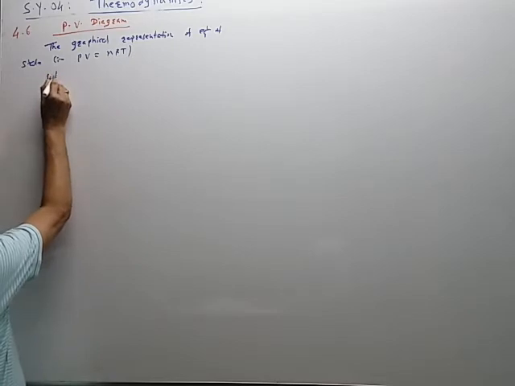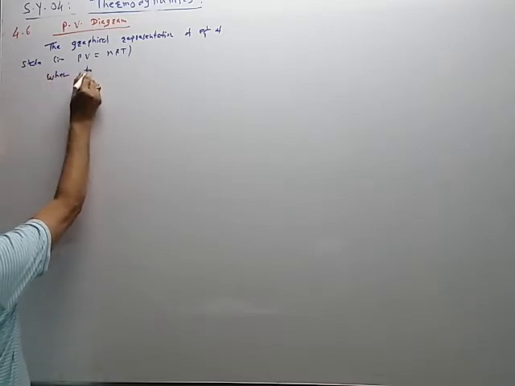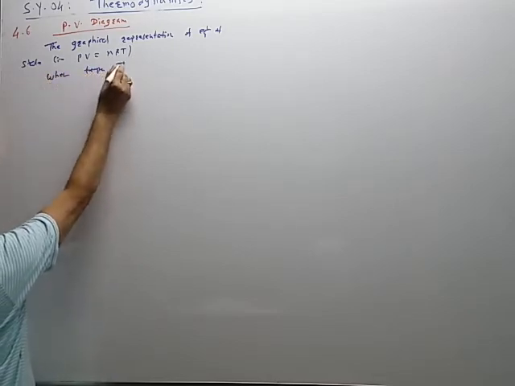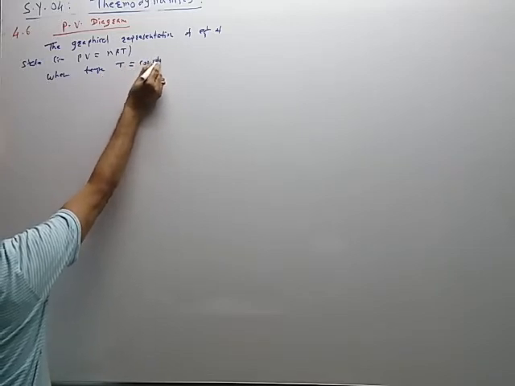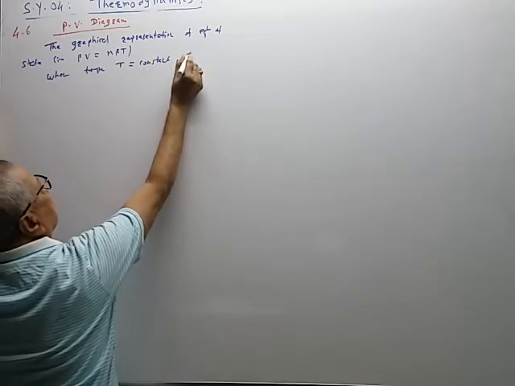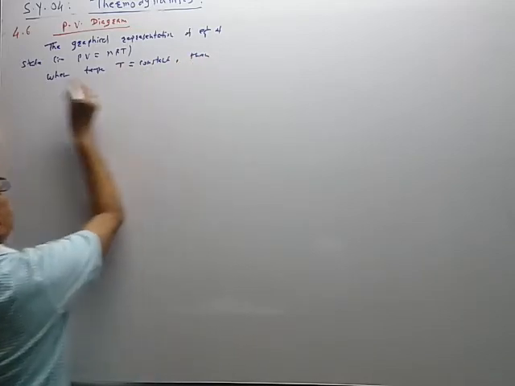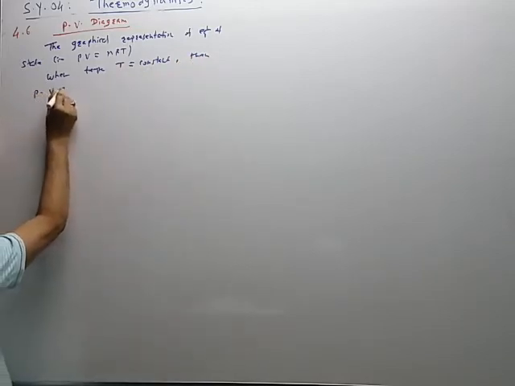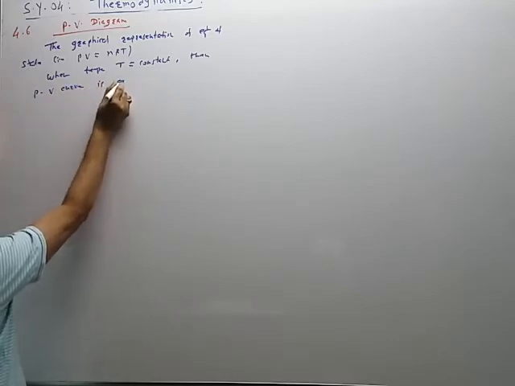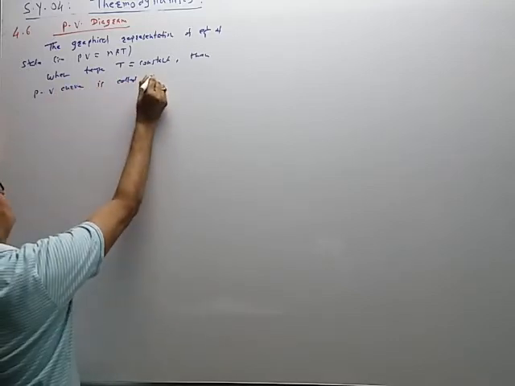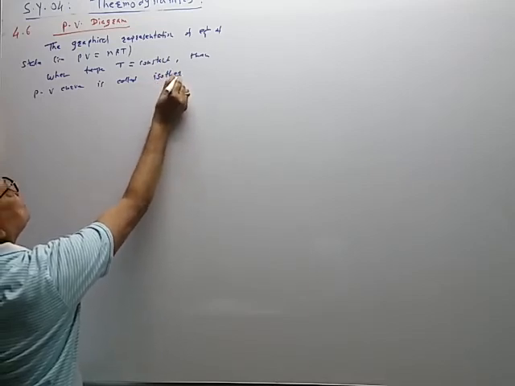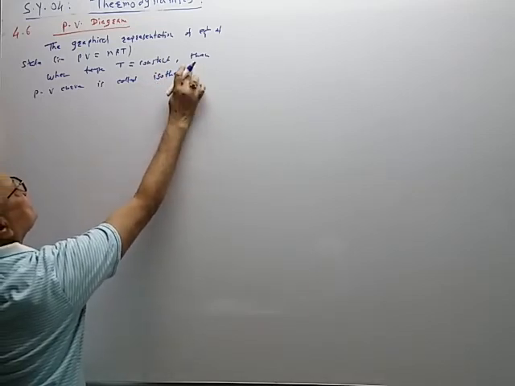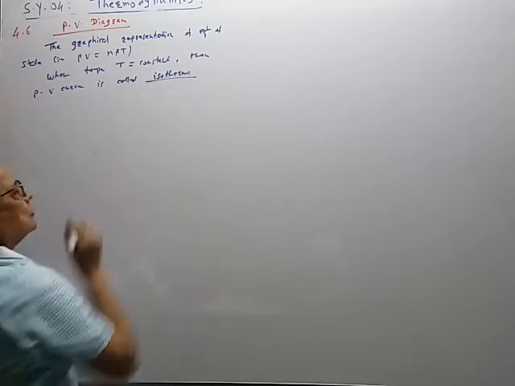When the temperature T is remaining constant, then the PV curve is called an isotherm. Isothermal change means temperature is constant. It is called an isotherm.